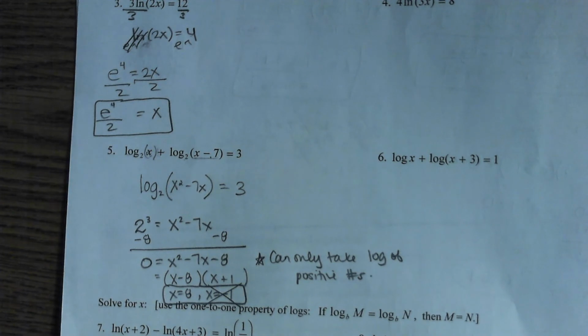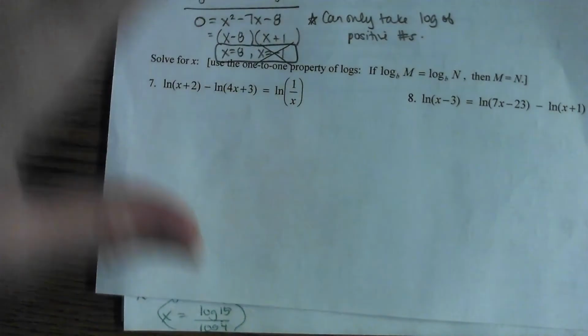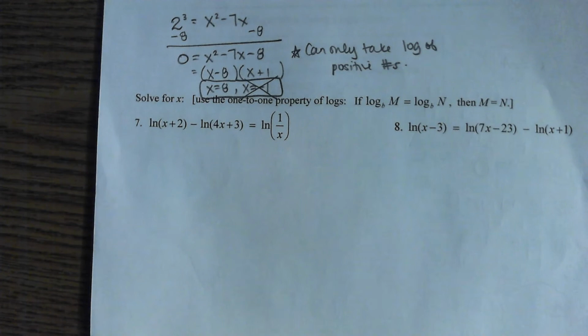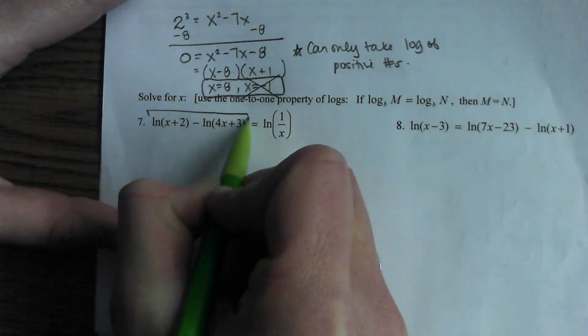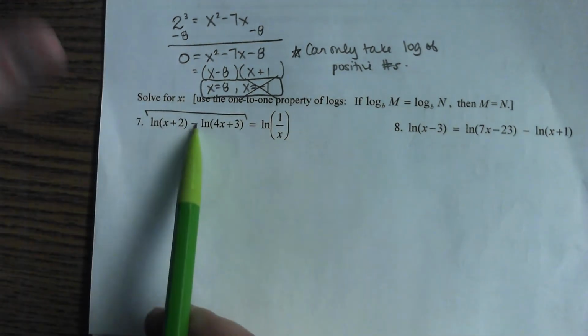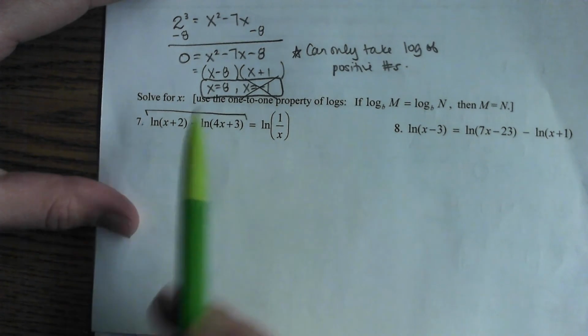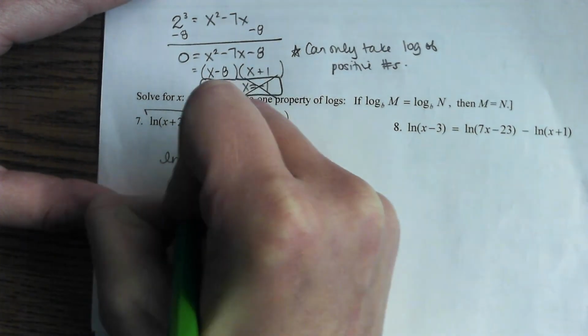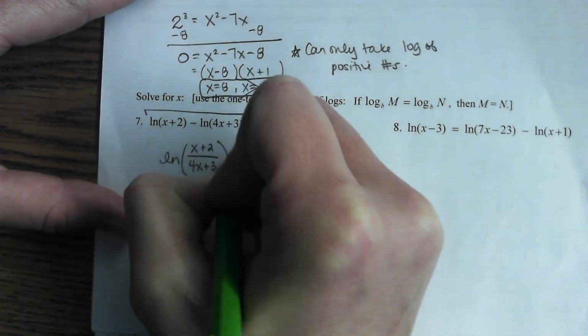Okay, so those are all versions of logs just being on one side. You condense if you need to, and then translate. Versus when you jump down to the next section, you have logs on both sides, which may be easier. You still have to condense. So subtraction turns into what? Division. So that'll condense into the natural log of x plus 2 over 4x plus 3.